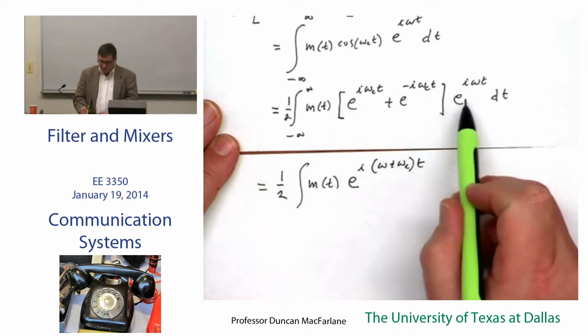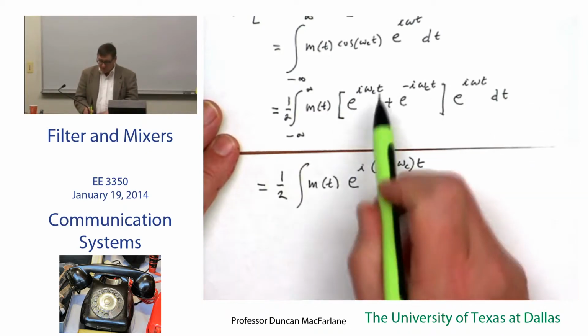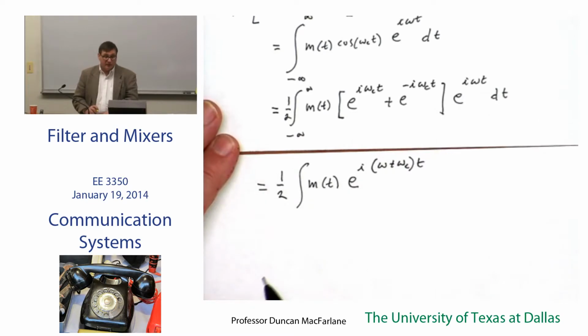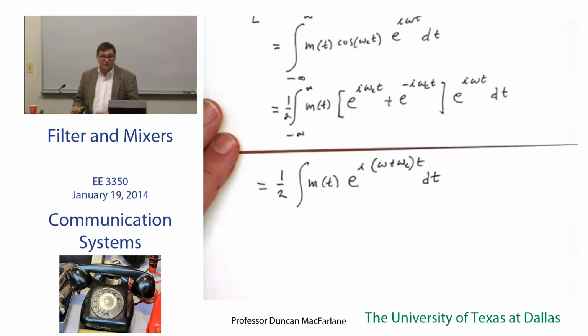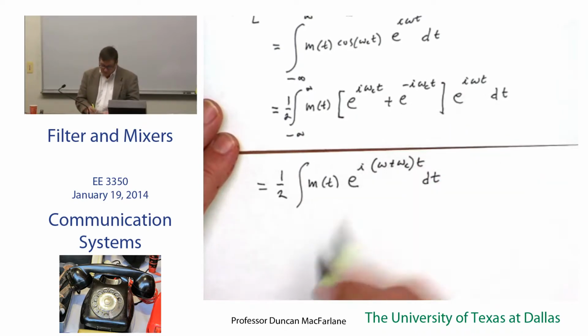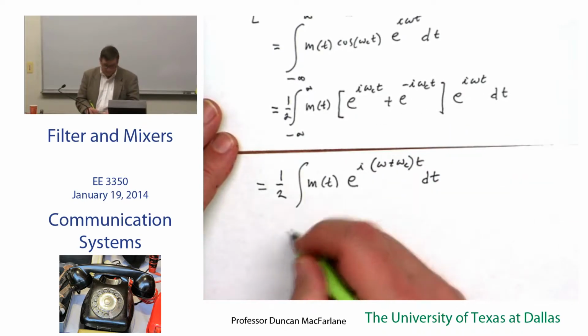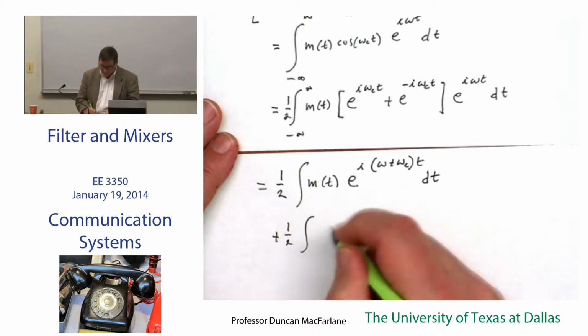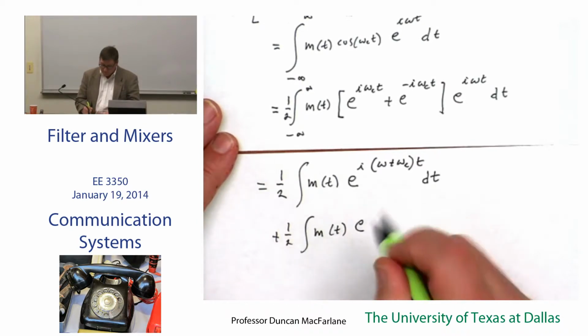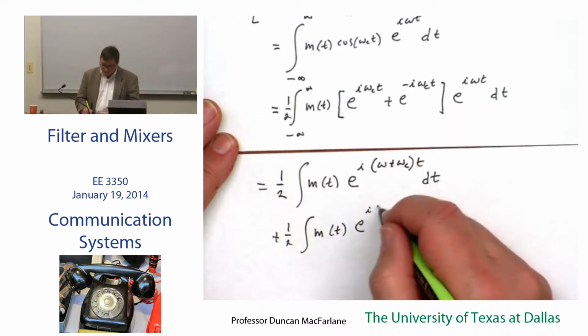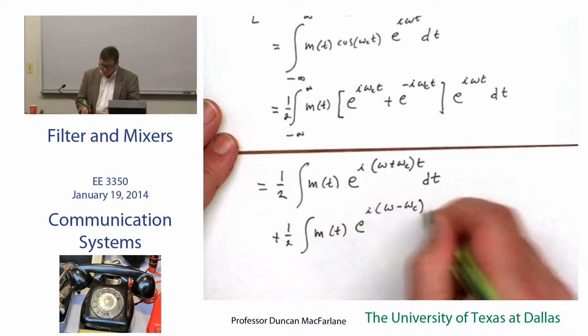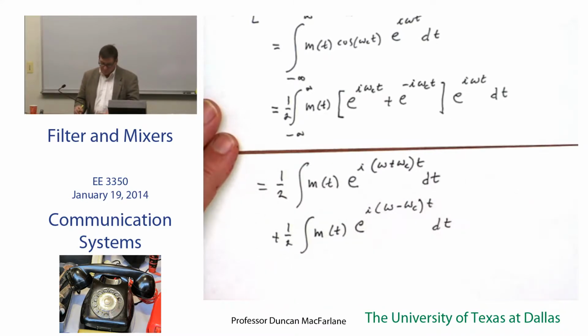So this multiplied by this gives me an omega plus omega c. You see that? And I'm pretty happy with that guy, so I'm just going to leave that alone. And now I'm going to multiply this guy with this guy. And I have an omega minus omega c t dt.